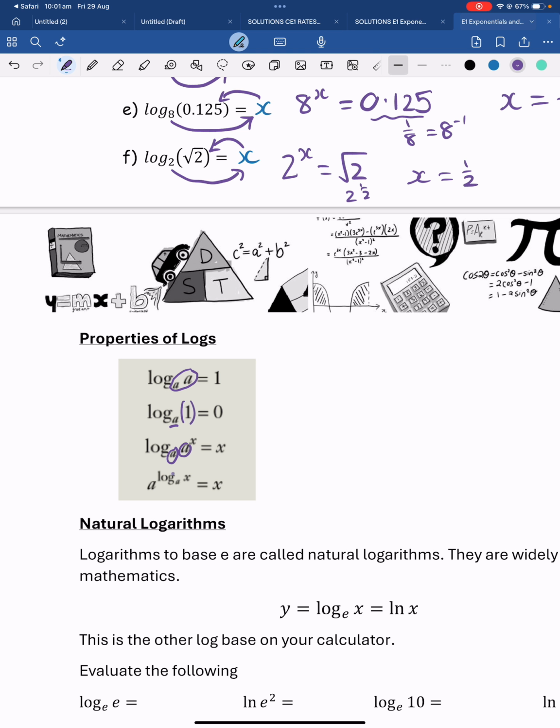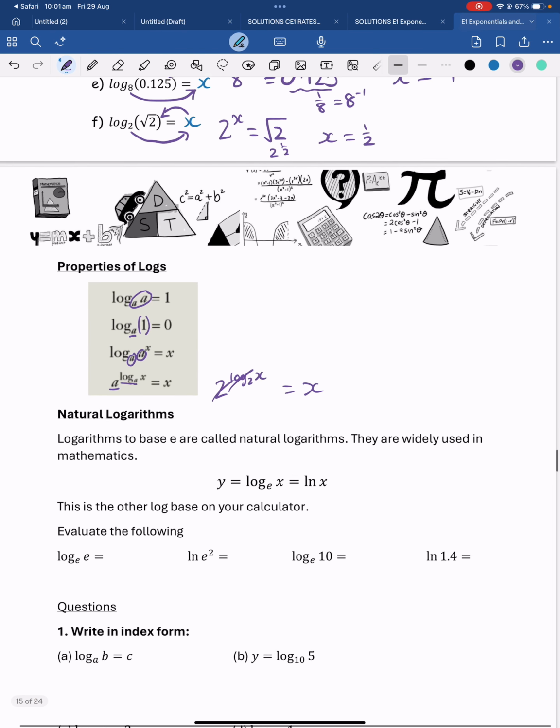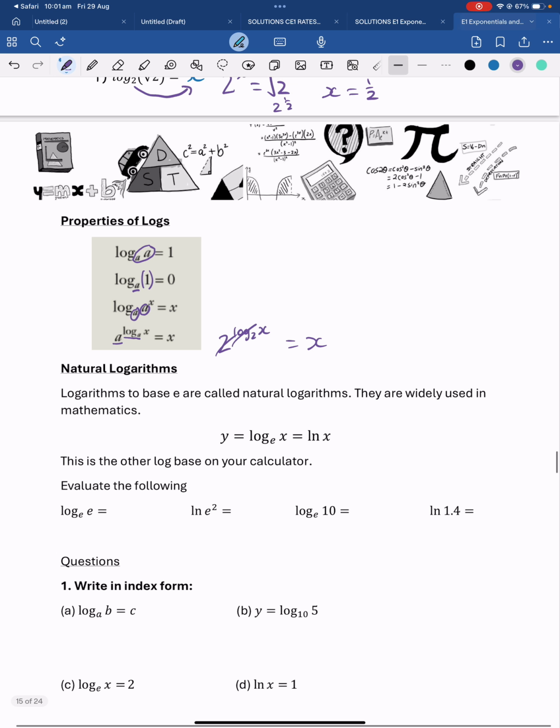And last one, if we have a base and we're logging with the same base as that number, so I'll do an example because this one might be a bit confusing. Let's go 2 to the power of log with a base 2 and then x. Think of it as they cancel each other out. The 2 to the power of log 2, leaving us with just x. So just some properties to know for now.